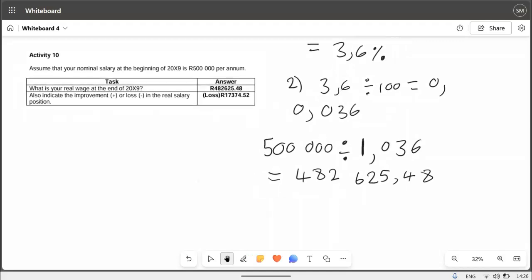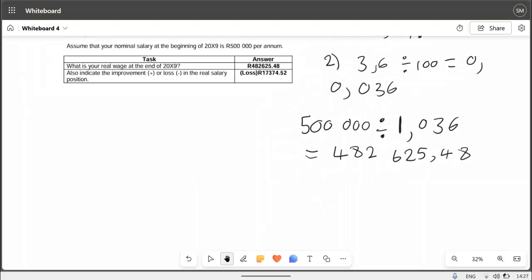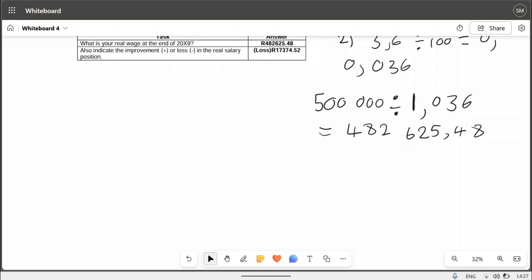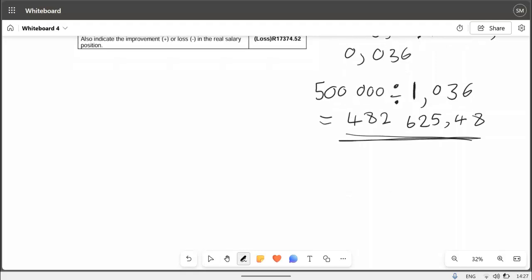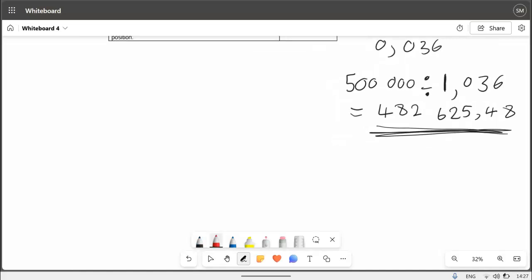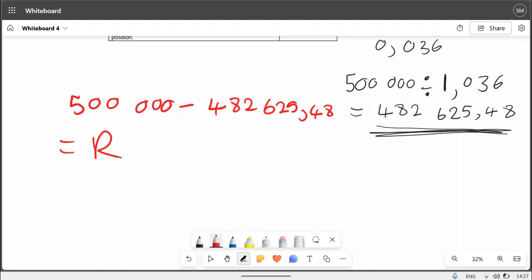482,625.48. Then going to the last question, we must now indicate if we made a profit or a loss. Looking at this real value over here, we can tell that we actually made a loss. But in order for us to get that, we will take our 500,000 minus the 482,625.48, and the answer there is supposed to be 17,374.52.